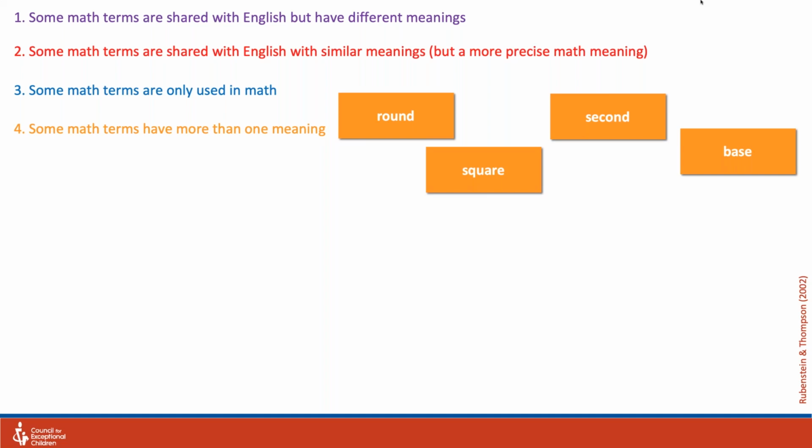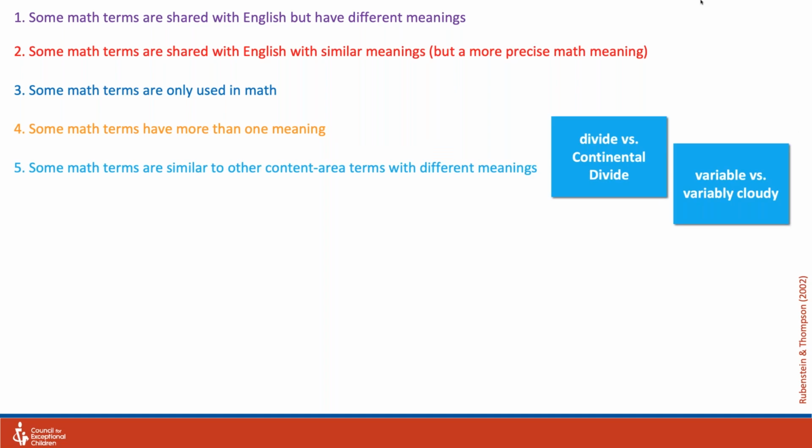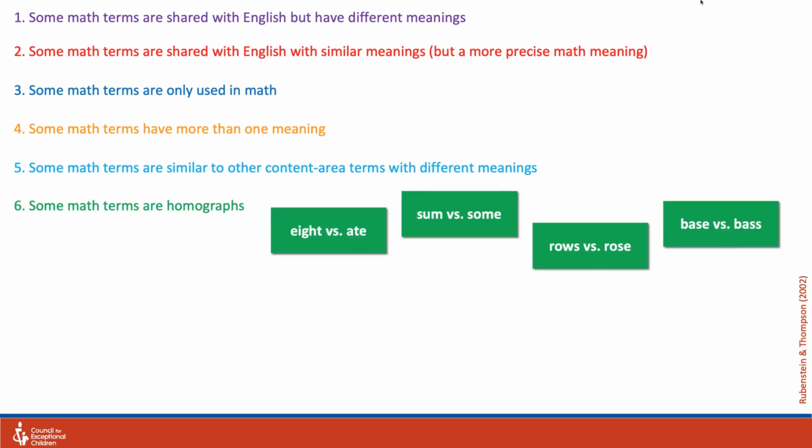Same thing with round, second, and here base. So you can actually see some of these words fall into multiple categories. There are some math terms that students may have heard in another content area class, maybe in science or social studies. There are some math terms that are homographs.